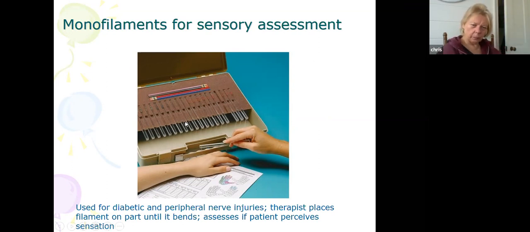I don't know the numbers associated with these filaments. They're usually done by occupational therapists, but there's a chart and it tells you this is normal, that's decreased sensation, minimal decreased sensation, mild, moderate decreased sensation, severe decreased sensation. So they'll take this and place it in specific areas of the hand and the feet to see if you can feel the filament. Okay, so that's another way they test for sensation with diabetics.